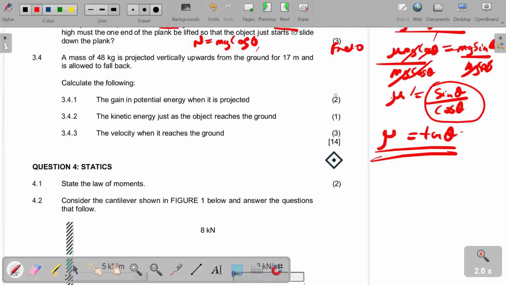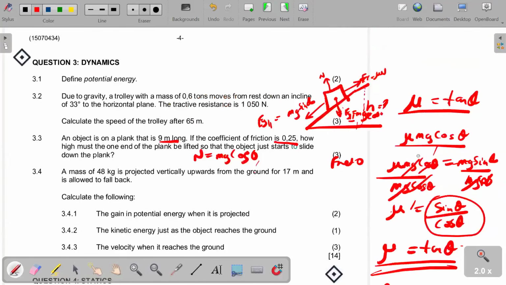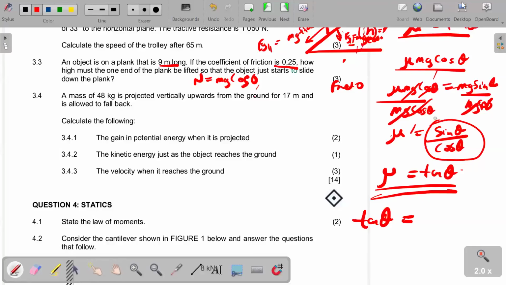If mu is equal to tan theta, it then follows that we can find tan theta by looking at the diagram. What is our opposite? That's h, over the adjacent, which in this regard we do not actually have. So we can find it using 0.25. Okay, so we can use this tan theta to calculate the angle.